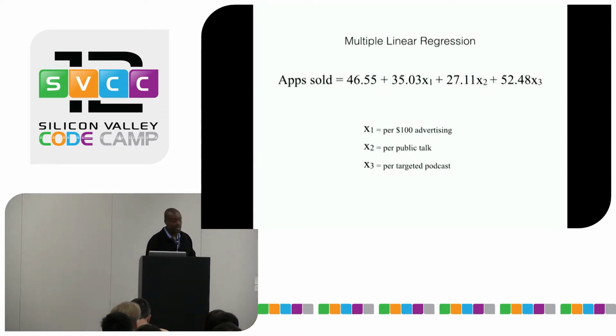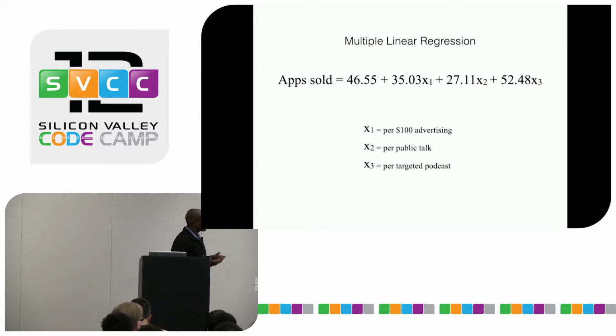Okay, let's look at one other example. App sold. You have an app. You're trying to sell your app. And what would happen if you didn't do anything? You didn't do any of those, X1, X2, or X3, what would happen? How many apps would you sell? 46. That's your intercept, right? So if all the other things are 0, you're going to sell 46 no matter what.